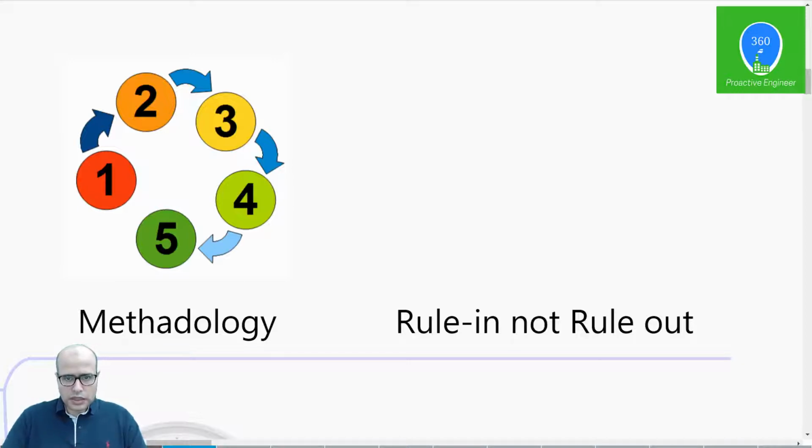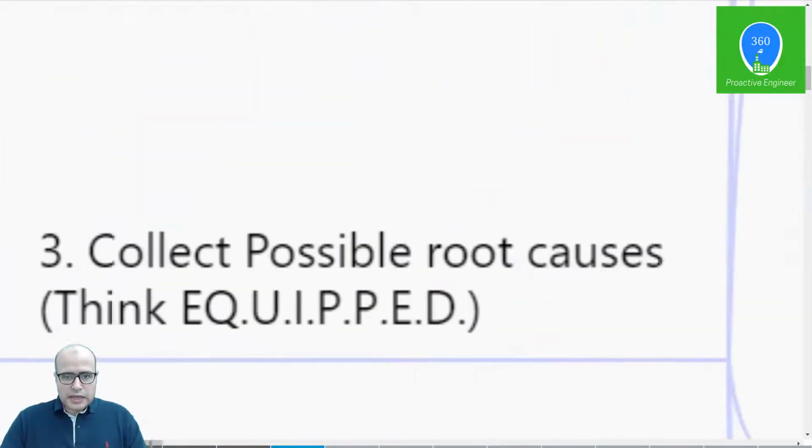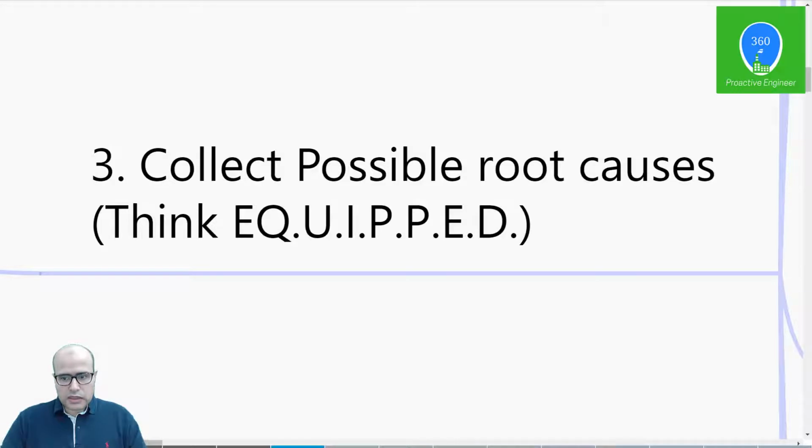Take your time when you are making the analysis for your troubleshooting. This is why the troubleshooting time itself is very crucial. When you have a problem, take enough time, because this will decrease the failure possibility for the equipment. If you make a very quick analysis and jump to a conclusion, you will increase the failure possibility. Then whenever we want to collect the possible root causes, we should think in a methodology.